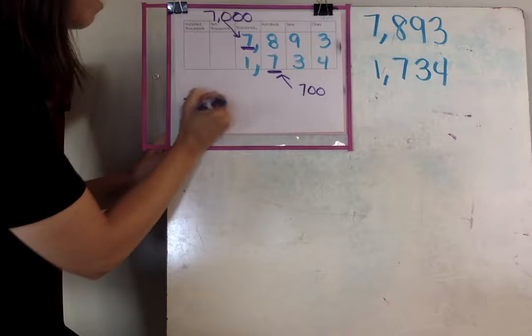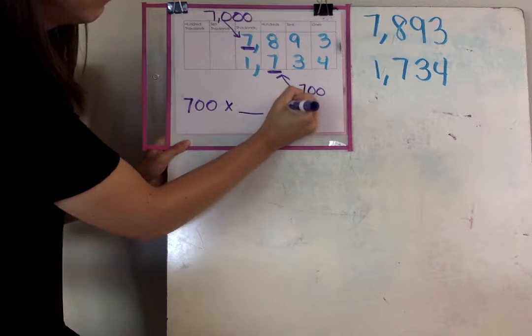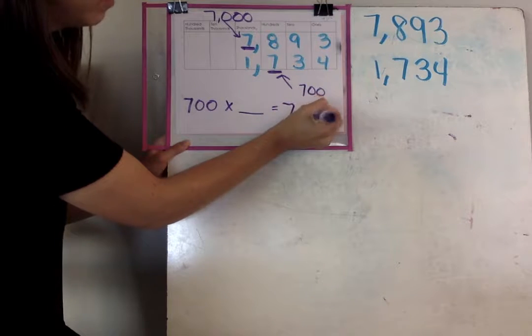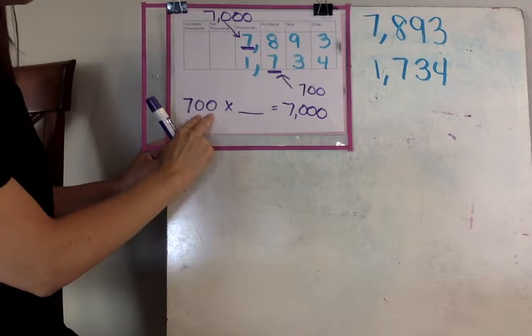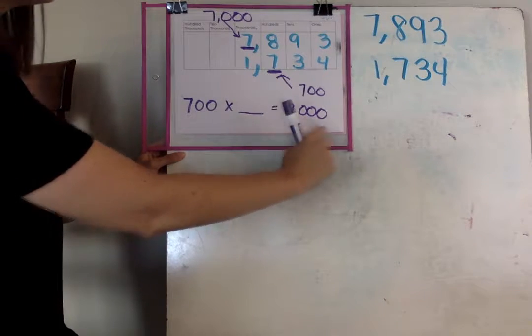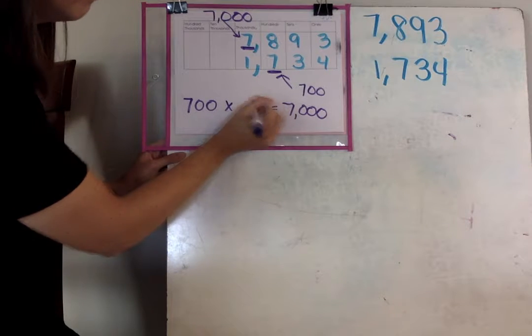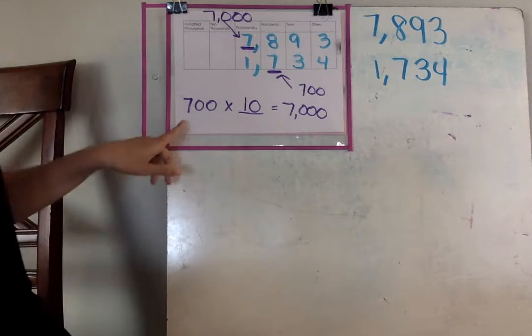Well, 700 times what is going to give me 7,000? Well, I'm noticing in 700 I have 2 zeros. In 7,000 I have 3 zeros. So this number right here needs to have at least one 0 and a 1.